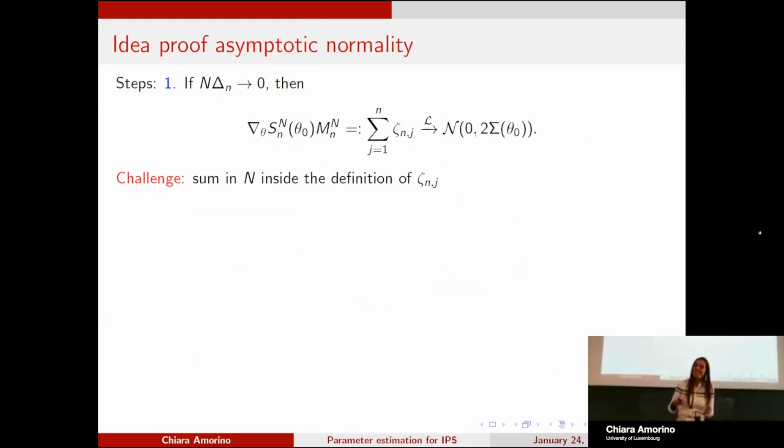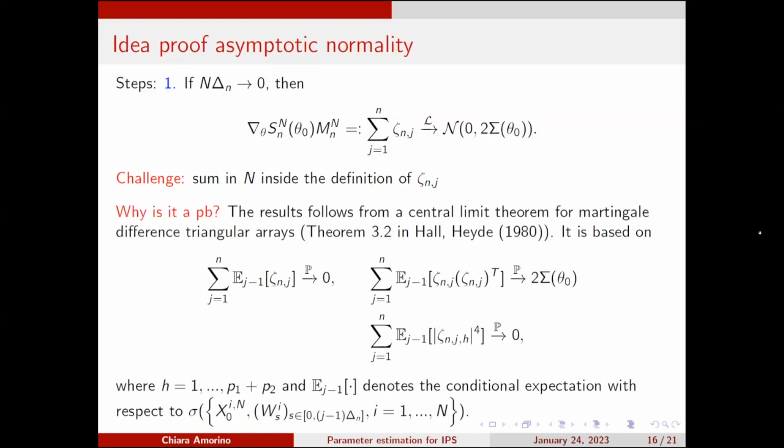And here the point is that we consider this sum over the observations of this quantity called Z. And the point is that inside the definition of Z, there is the sum over all the particles, which is going to be a problem. Why? Well, this is going to be challenging. We solved it, otherwise I wouldn't be here talking to you about it.